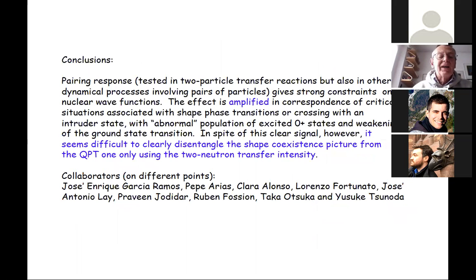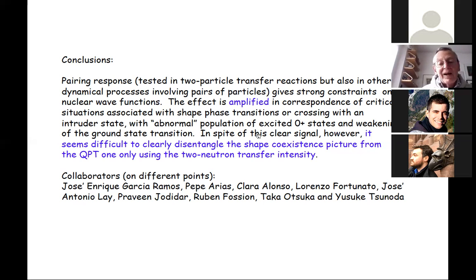So to conclude, I hope that I gave you at least a suggestion that the pairing response, which is tested in particle transfer reactions, can give a strong constraint on the nuclear wave function, and the effect is amplified in correspondence with critical situations. I have shown two critical situations. One is the normal shape phase transition, and the other is when there is a crossing with the state with abnormal population, in both cases an excited 0+, and the weakening of the ground state transition.